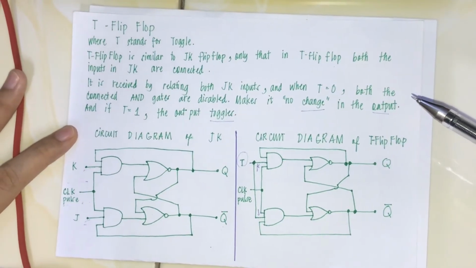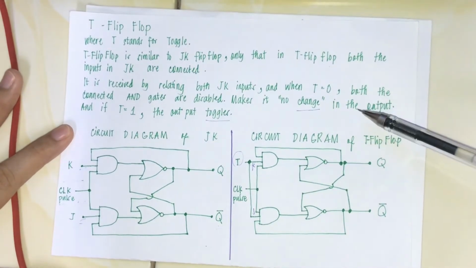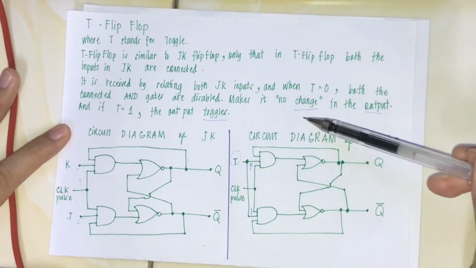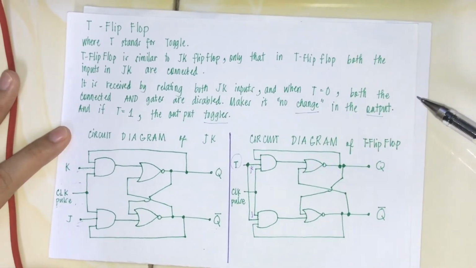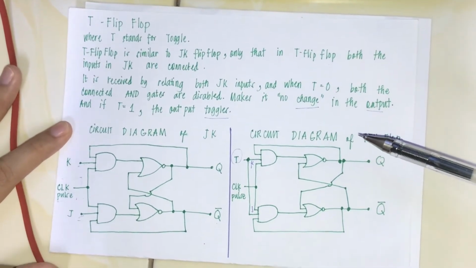It is received by relating both JK inputs, and when T is equal to 0, both the connected AND gates are disabled, which makes no change in the output. And if T is equal to 1, the output toggles.